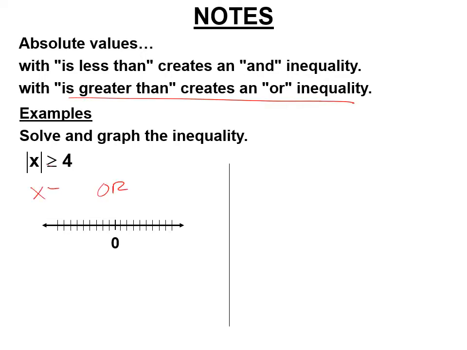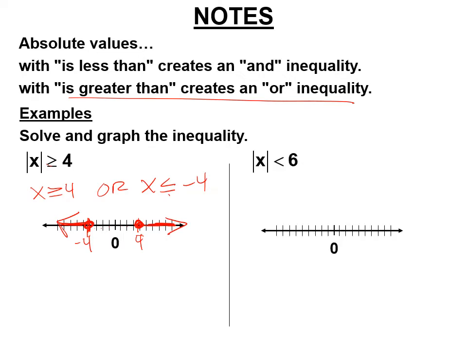So x is greater than or equal to 4, or x is less than or equal to -4. We flip the symbol for the negative solution. And then we're going to graph that. So 1, 2, 3, 4, closed circle on 4. And 1, 2, 3, -4, and closed circle on -4, right? A number that is 4 or bigger, or -4 or smaller, will make this true.